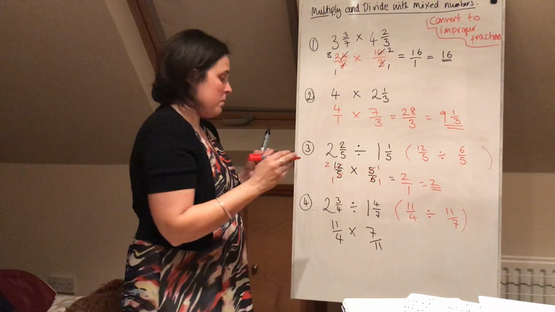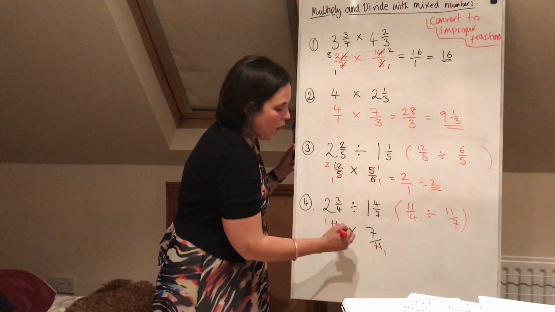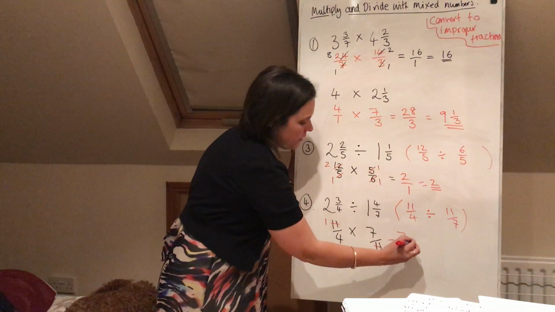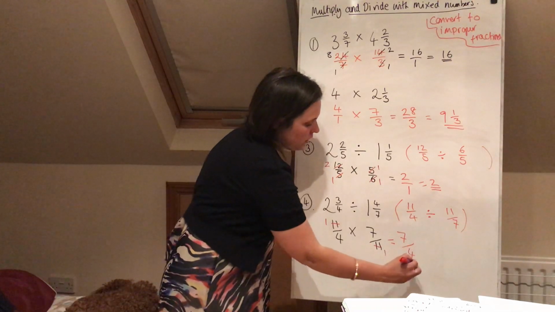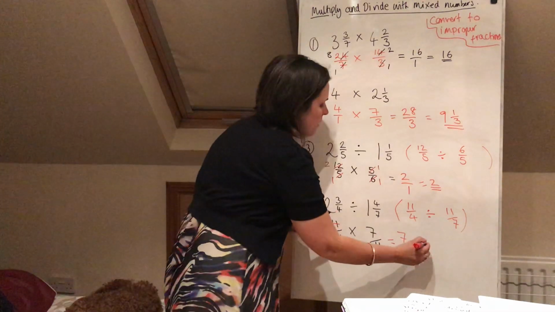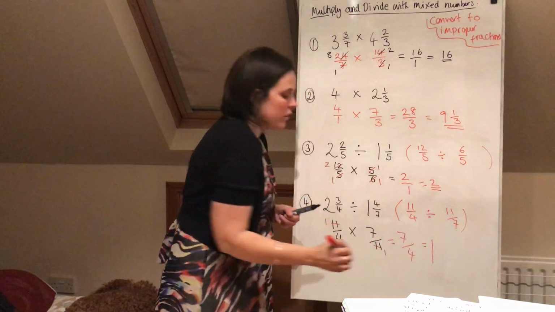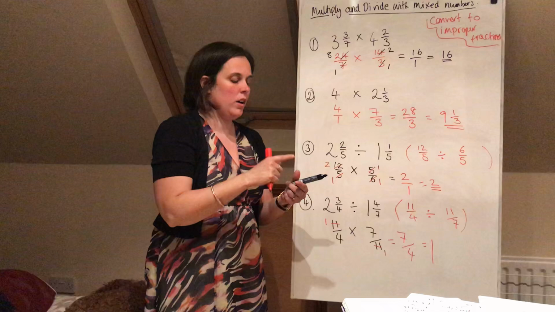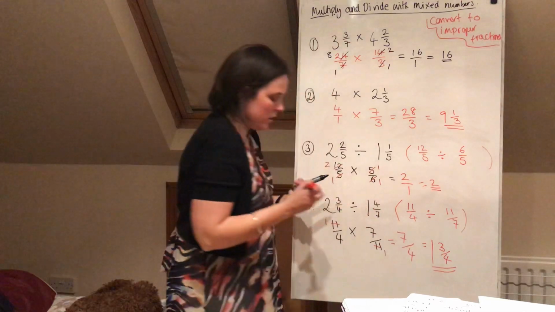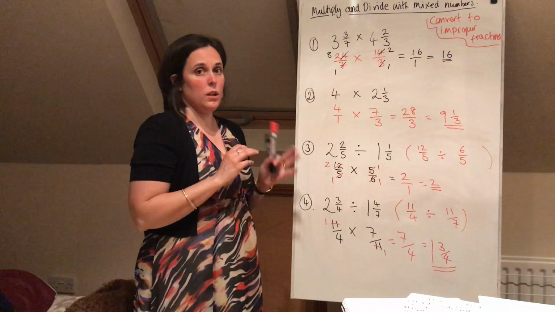And then we follow the same steps, look for anything we can cancel. 11 goes into itself once, and we can't cancel the 7 and the 4 or indeed anything else. 1 times 7 is 7, 4 times 1 is 4. Now 7/4 again is an improper fraction. How many times does 4 go into 7 exactly? It goes in once. What's left over? Well, 4 times 1 is 4, 5, 6, 7, we've got 3 left over, so it's 3 quarters. So the answer to that is 1 3/4, and that is how you multiply and divide when you've got mixed numbers.